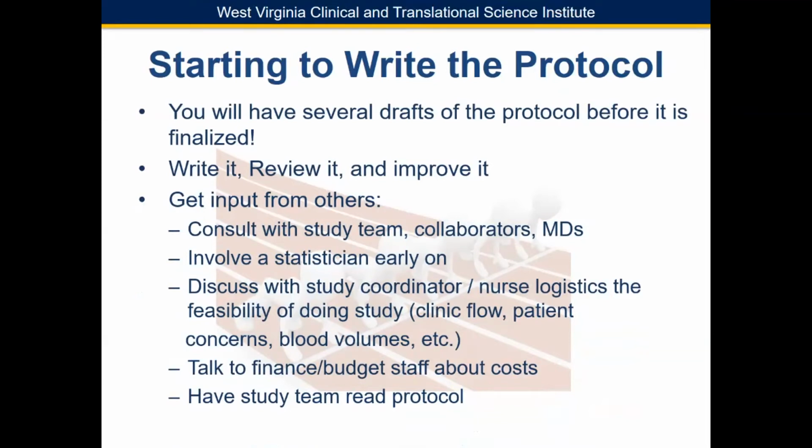Consult with study team, collaborators, other doctors. I will say involve a statistician early on, right? Because they might see something and they're like, hey, you didn't think about collecting this. I can't run the data if we don't have this element. Discuss with your study coordinators, because like I talked about the patient that has to go different places, your nurses and your coordinators have done studies before, and they might be able to say, hey, it takes a long time to get over to this clinic. We might want to add some extra time here, things like that.